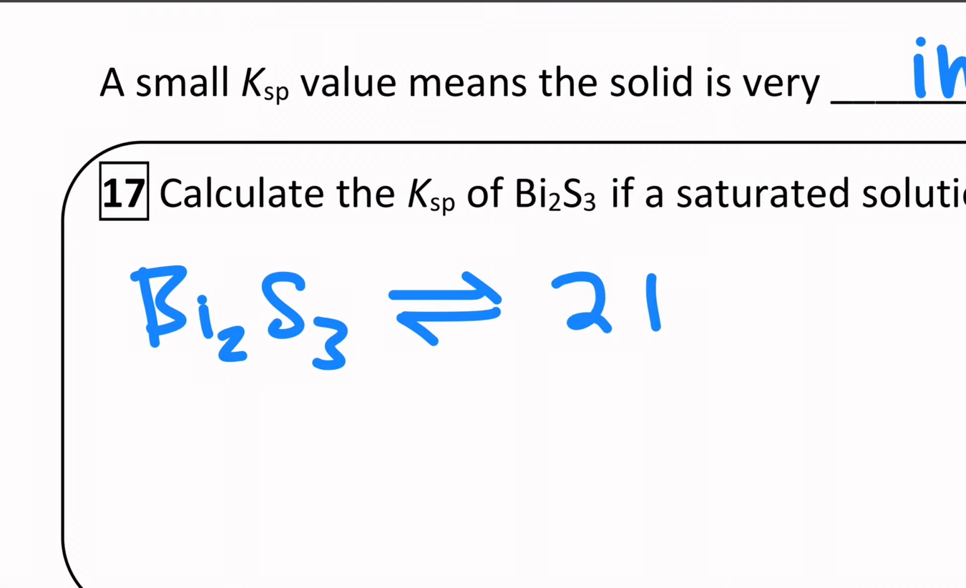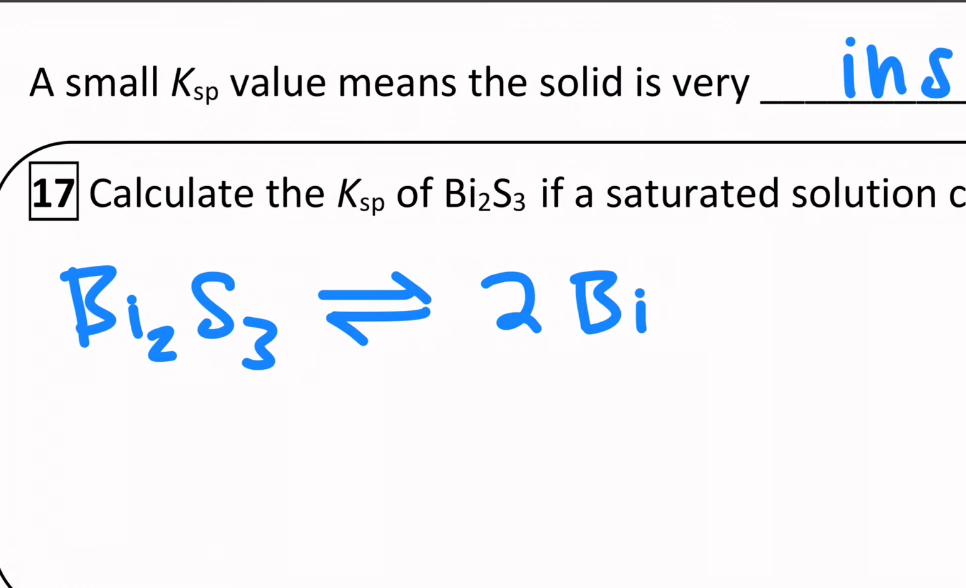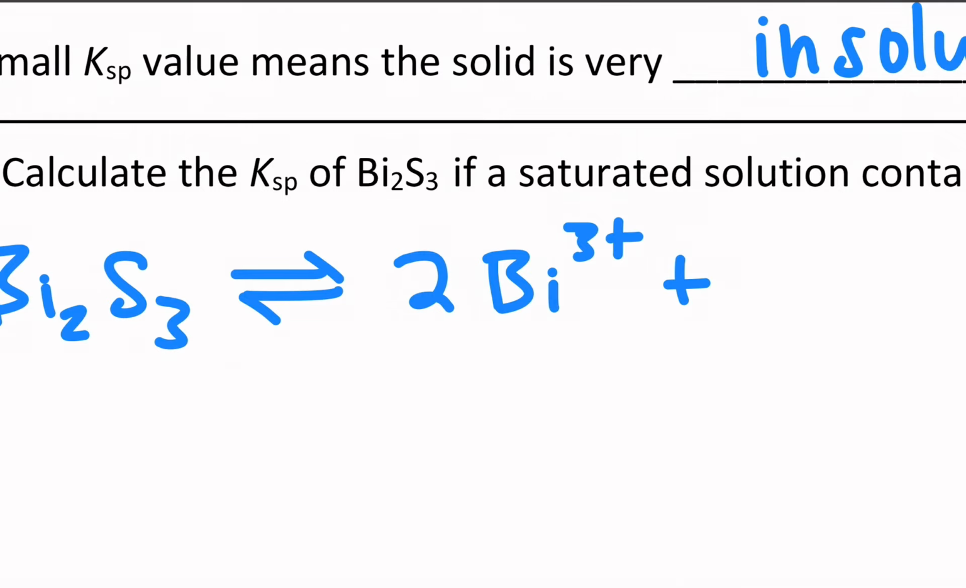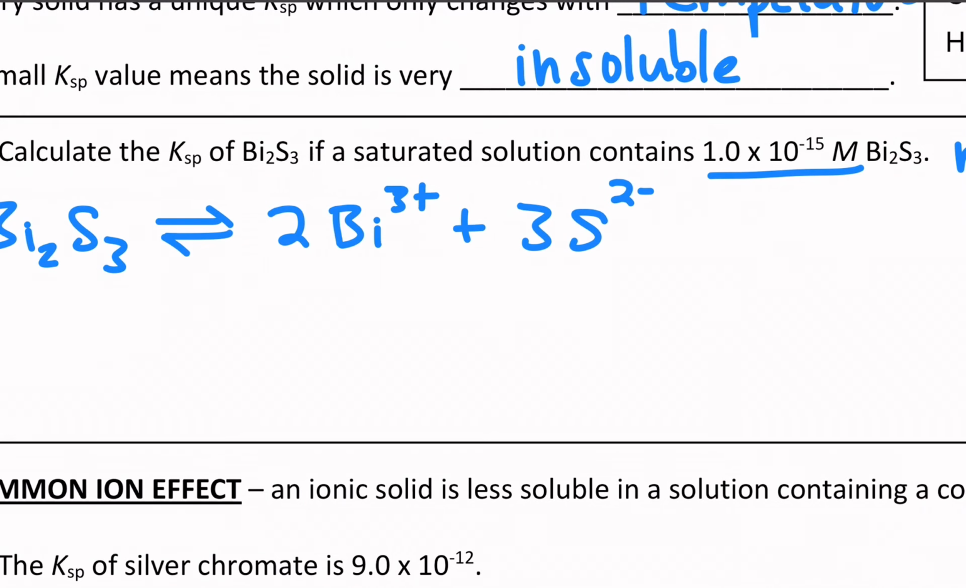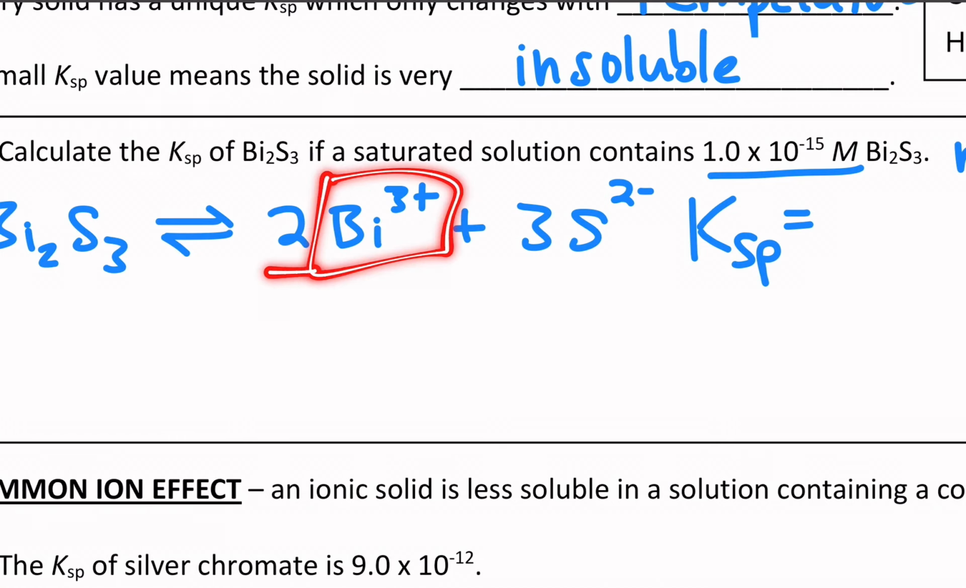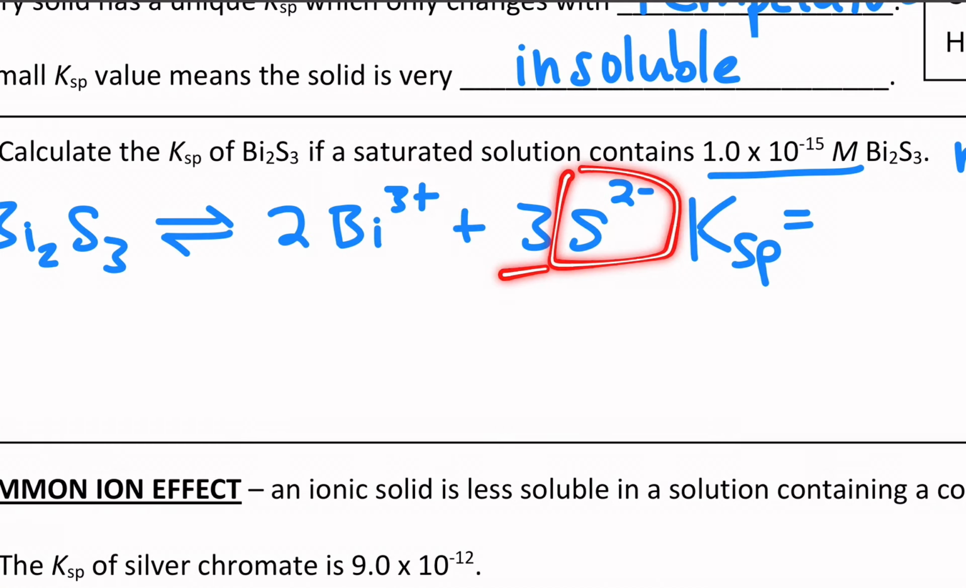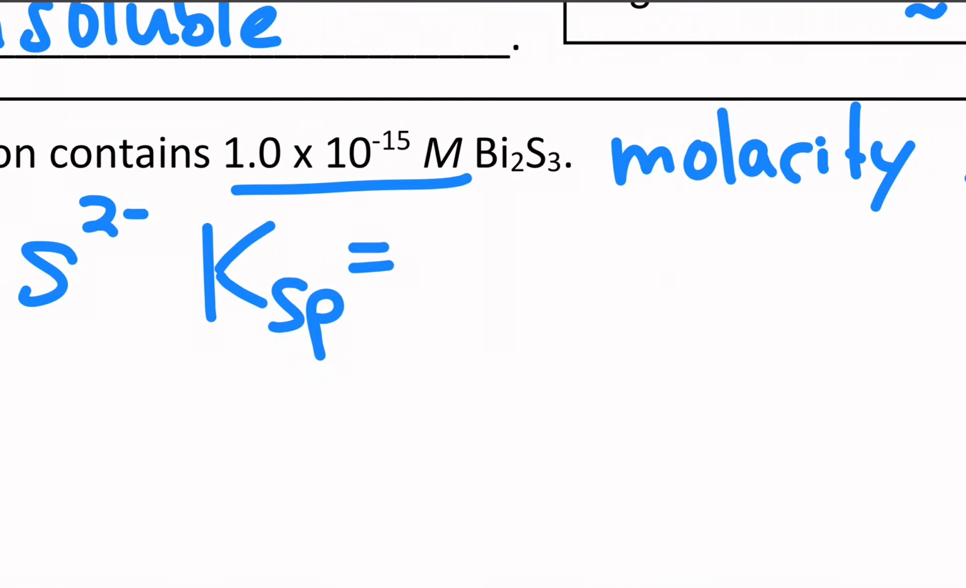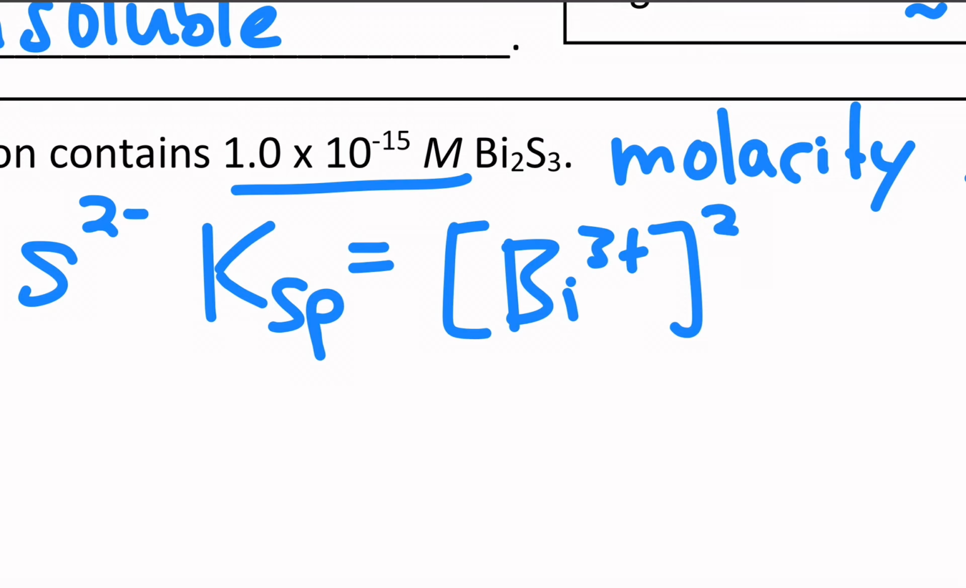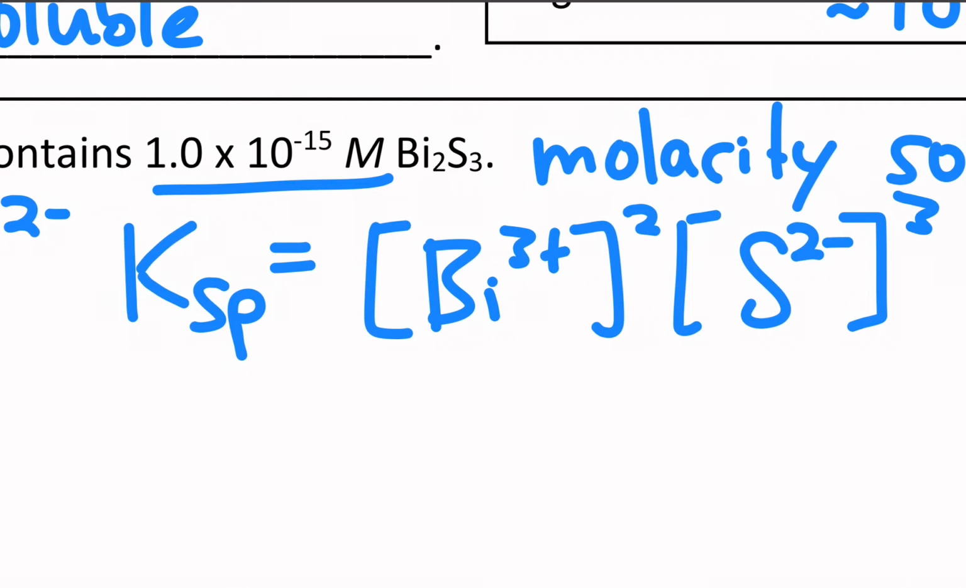There would be 2 bismuth ions, and think about the crisscross rule, that must be a bismuth 3 plus cation, plus 3 sulfides, each with a charge of 2 negative. So the expression for the equilibrium constant for this, KSP, would be the bismuth ion squared and the sulfide ion cubed, and we simply write that. So I have bracket Bi3+ squared, bracket S2- cubed.